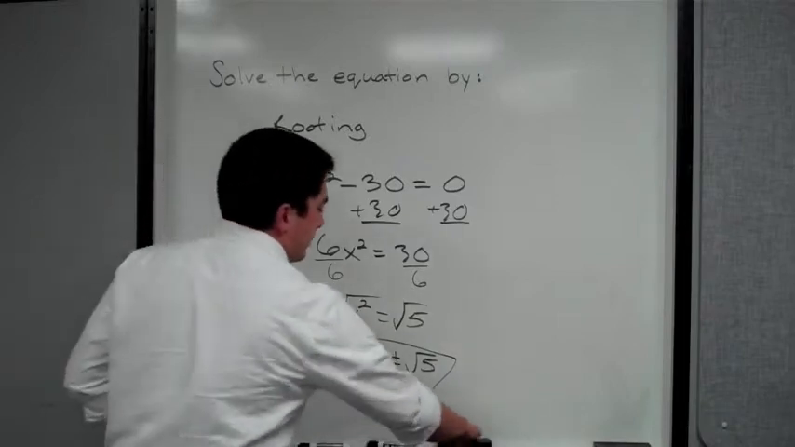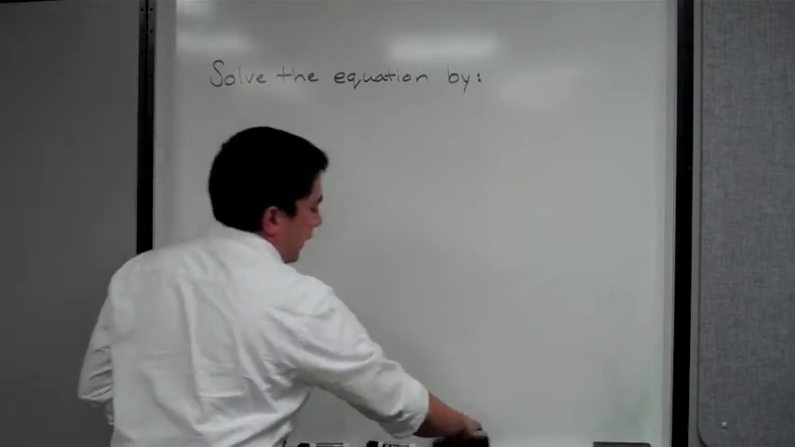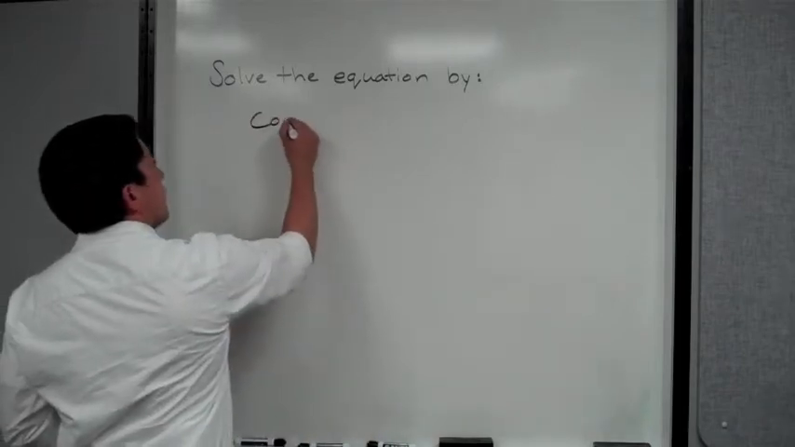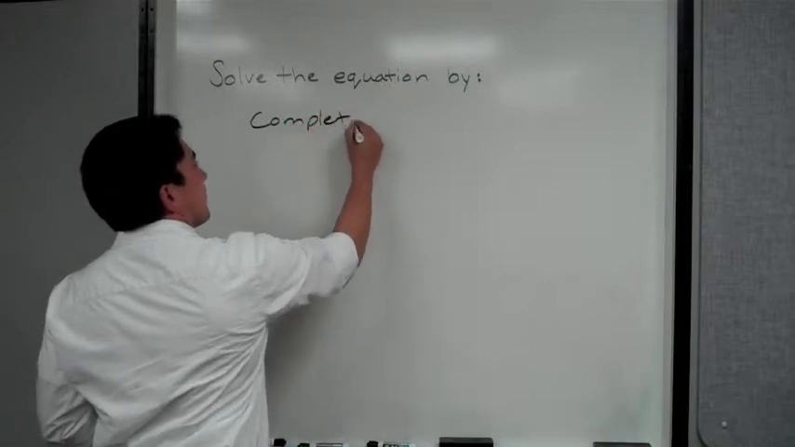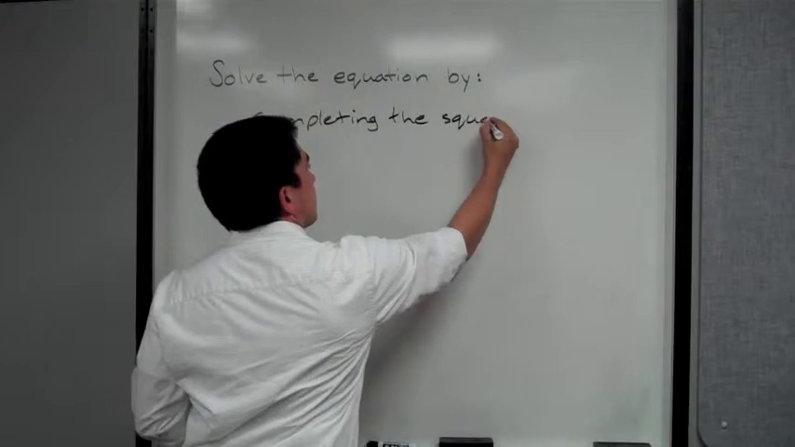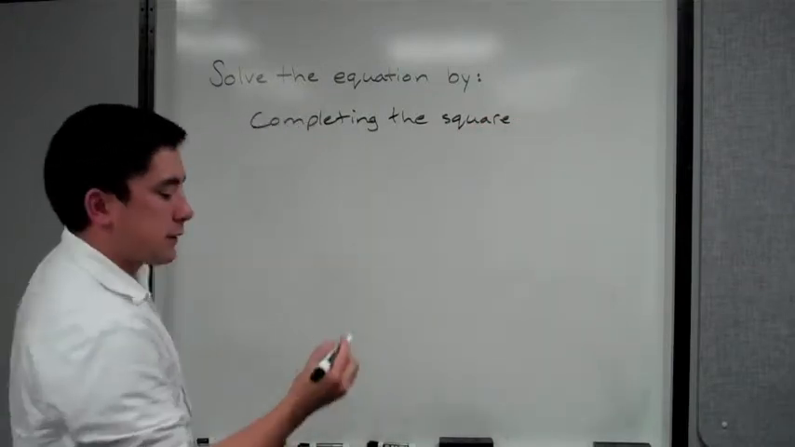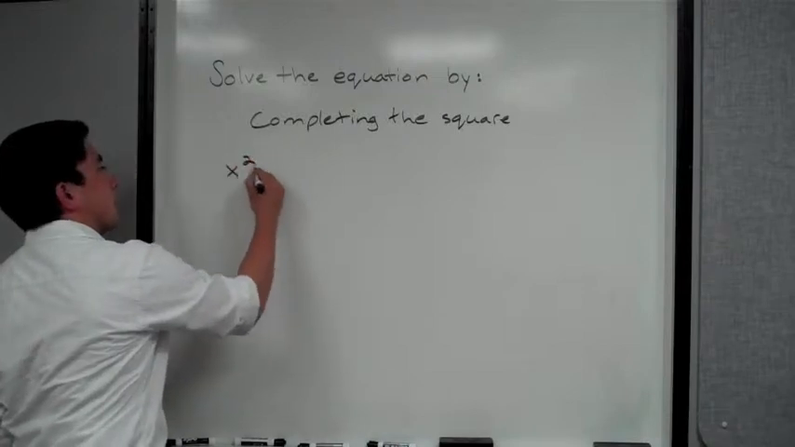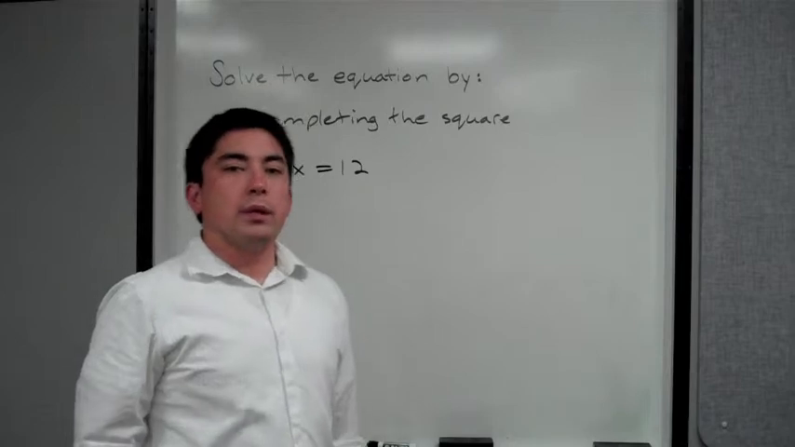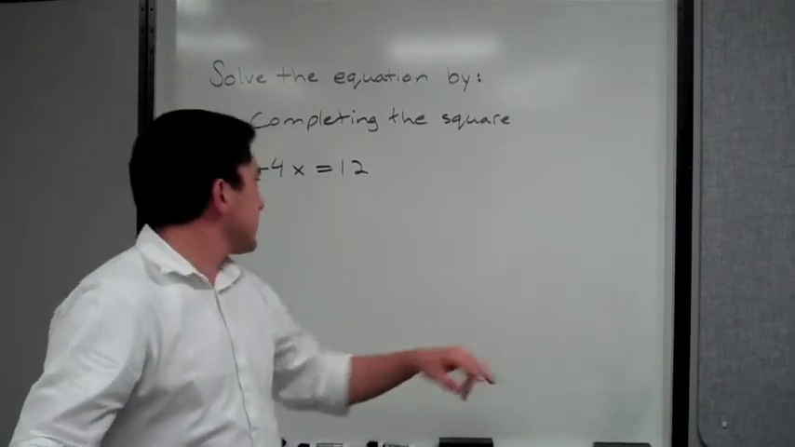The third one we talked about was solve by completing the square. This is the one that's going to take the most amount of steps. The problem that we did in class was x squared minus 4x equals 12. When we complete the square, there are a few steps we take, the same exact steps each time.